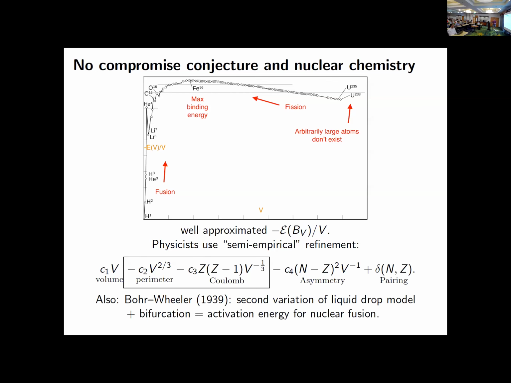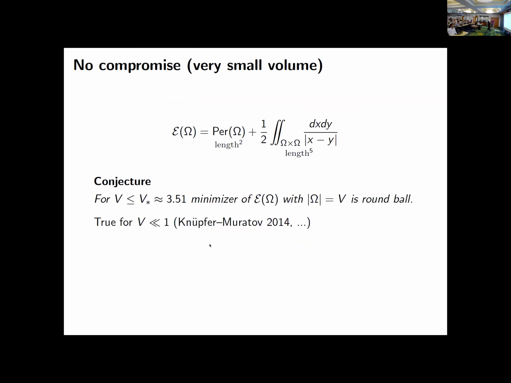And just another small comment, there's a quite famous paper in physics by Bohr and Wheeler. They were interested in nuclear fusion, and they really used the liquid drop model and studied the second variation to estimate the activation energy for nuclear fusion. So I just wanted to make the point that this model is of some interest in the physics literature. Okay, so now back to math.